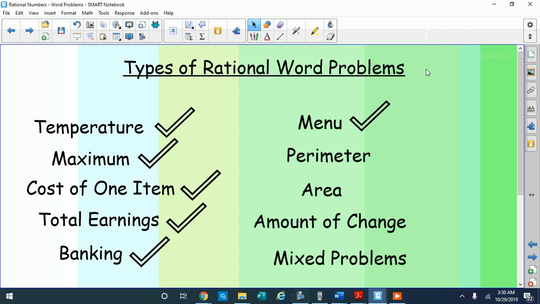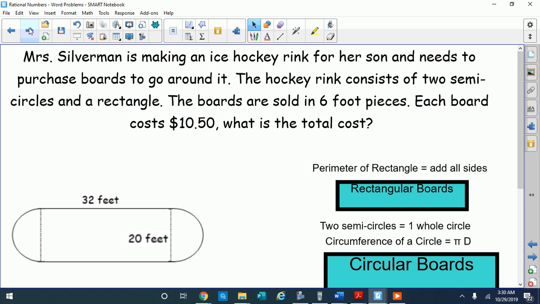This is Dr. Robinson again, and we're going to continue our studies on rational word problems. This time we are dealing with perimeter. We finished menu a little while ago. Now it's time to go on to perimeter. Now you should know perimeter is the distance around the figure.